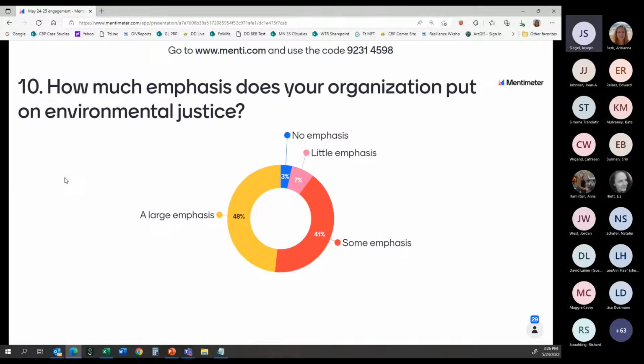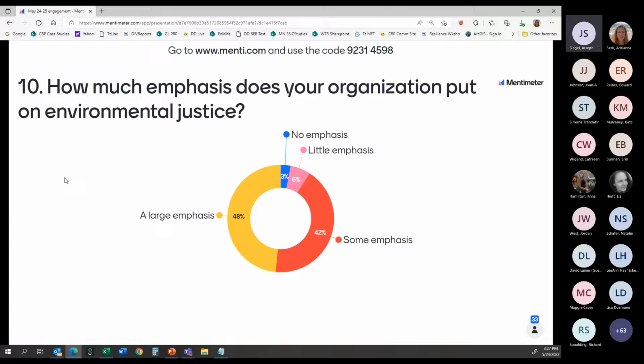We're seeing a large emphasis and some emphasis be kind of the major ones here. That's gratifying to see. But there are some that have little or no emphasis. Give another few seconds. Look at that, they're pretty much neck and neck, keep changing around, large emphasis and some emphasis.